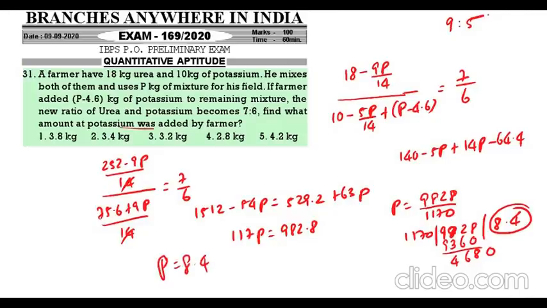What is the amount of potassium added by the farmer? It is p minus 4.6, that is 8.4 minus 4.6, that is nothing but 3.8 kgs. 3.8 is the correct answer.